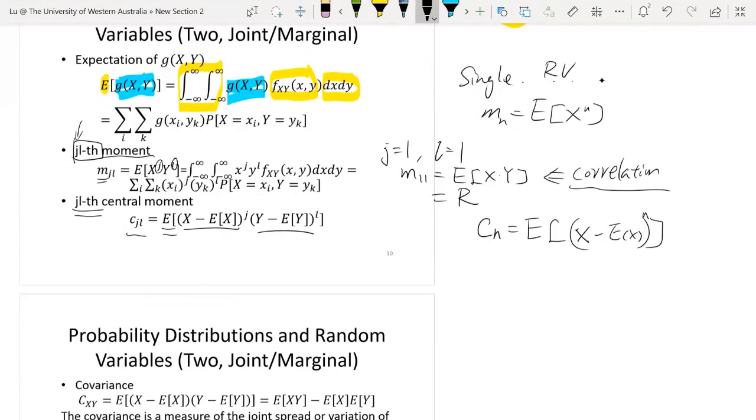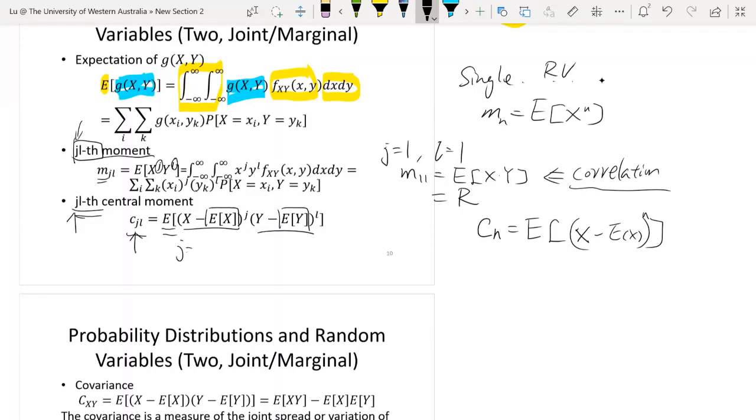J is the order number, or the power number, of the first term, and L is for the second term. Each of the two terms will be x minus the mean value of the x, where x is just the random variable value. So this EX is the mean value of the x, and EY is the mean value of the y. Got that? But we don't use the JL's central moment too much generally, except one exception.